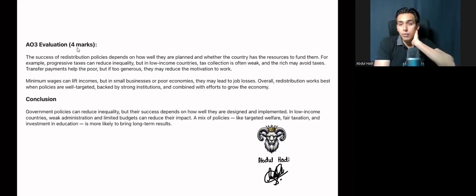Or do you have the funds? How do you get the funds to finance all that? For example, progressive taxes can reduce inequality, but in low income countries, tax collection is often weak and the rich may avoid taxes. Transfer payments help the poor, but if too generous, they may reduce the motivation to work.